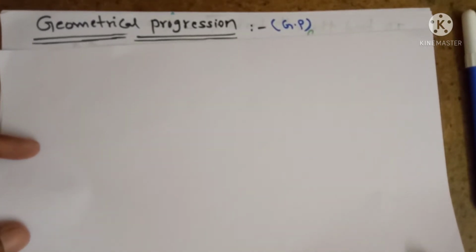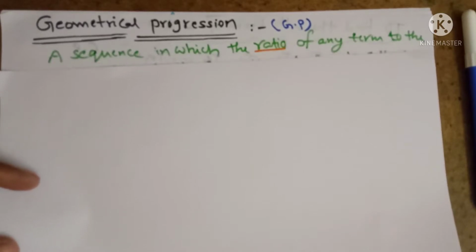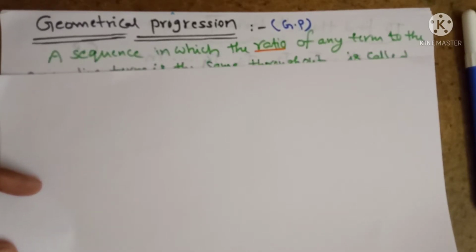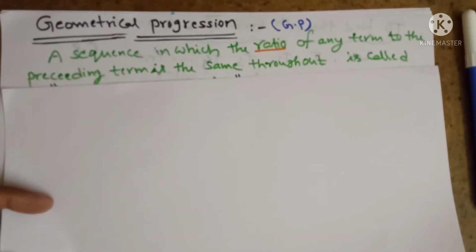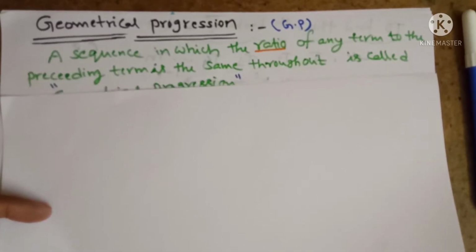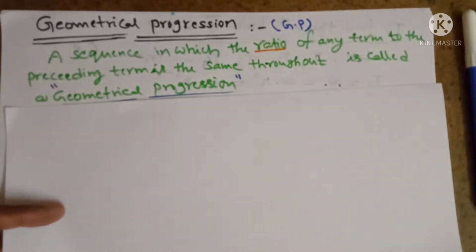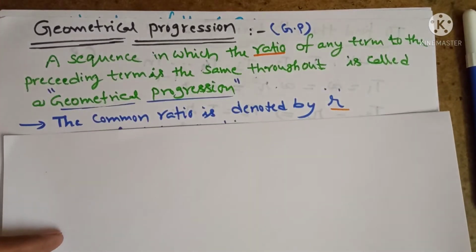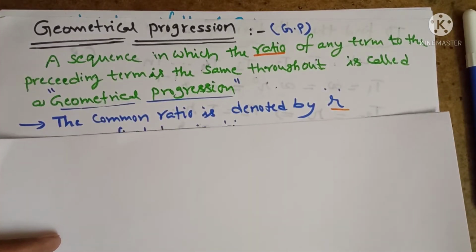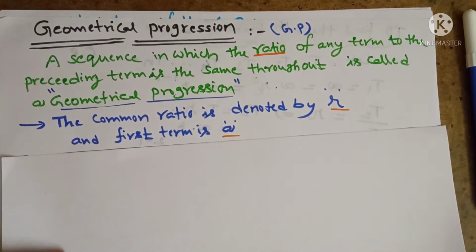Geometrical progression, GP. A sequence in which the ratio of any term to the preceding term is the same throughout is called a geometrical progression. That means in a sequence, take any two successive terms, its ratio is always the same. The common ratio is denoted by the letter R and the first term is A.